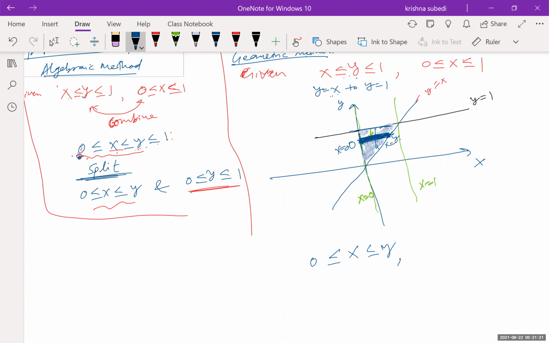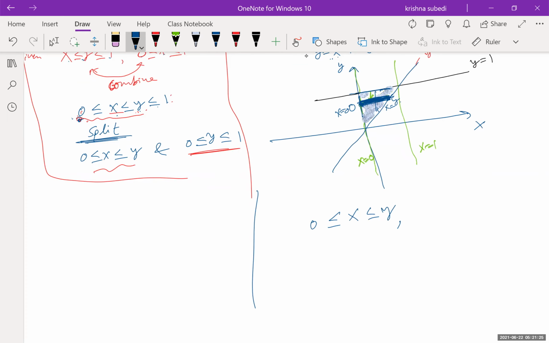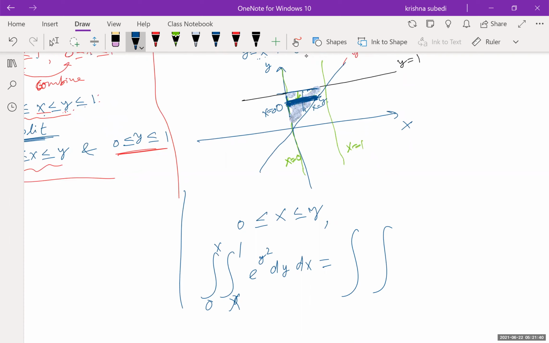Now limit for y, let me just copy that question again. So the question is, x to 1 and 0 to x, e y square dy dx. Now, just by looking at the graph, what we figure out is that the limit for x, we switch the order, limit for x is 0 to y, and limit for y must be a number, it cannot have a variable. So the lowest possible value for y is 0, as you can see, because y goes all the way from here to there, and the highest possible value for y is 1, so 0 to 1. That's it. Does that make sense?